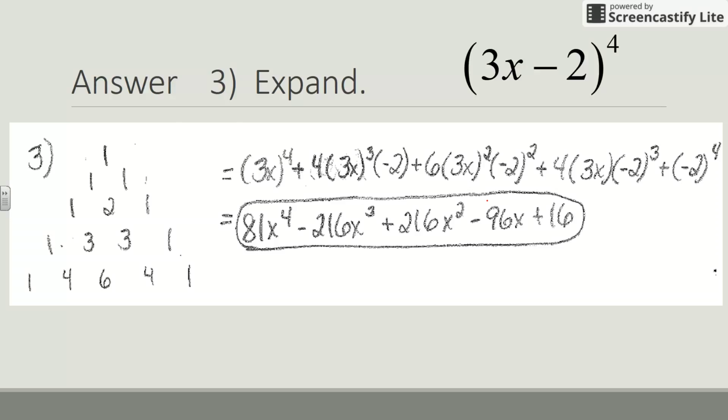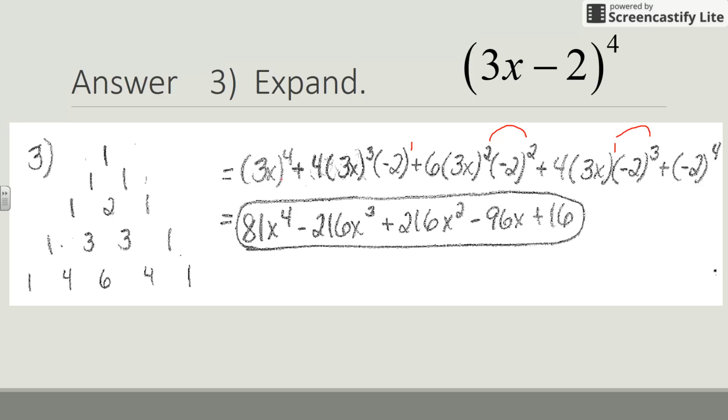Expand. We need Pascal's triangle, and then we expand the terms. So we have the first term raised to the 4th, and that would be negative 2 to the 0, 3x to the 3rd, negative 2 to the 1st. So you notice these powers are always adding up to 4. This is to the 1st. These add up to 4.